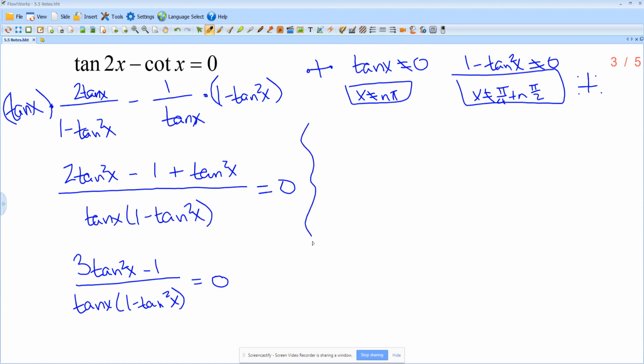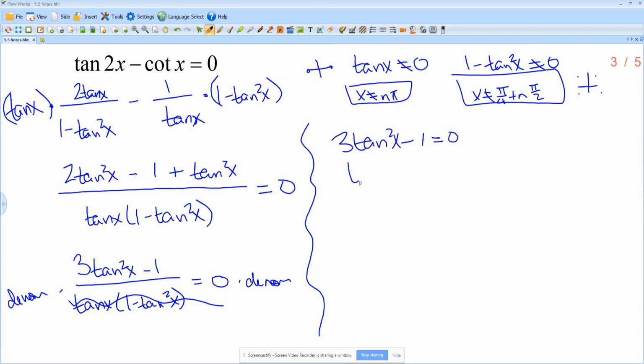But as long as we have those in mind, what we're able to do is just wipe off this denominator. You're multiplying by the denominator on both sides, because that can never get me to be equal to 0. So we're left with just 3 tangent squared x minus 1 equals 0. So we get tangent squared x is equal to 1/3. So tangent is equal to plus or minus the square root of 1/3, which gives me tangent is equal to plus or minus root 3 over 3.